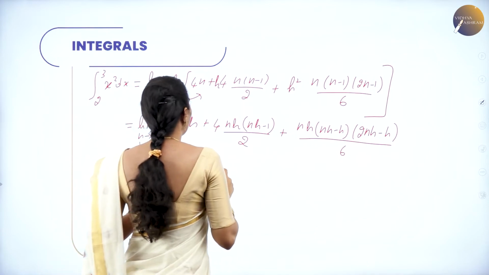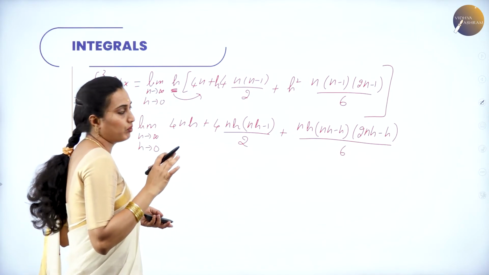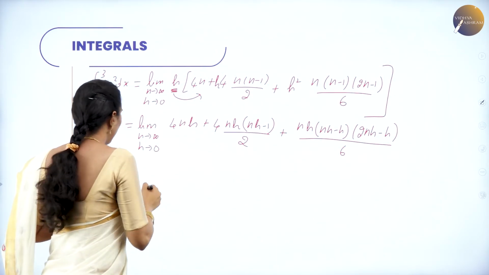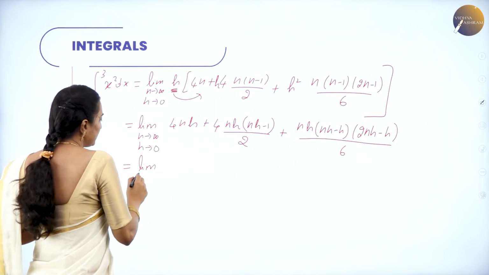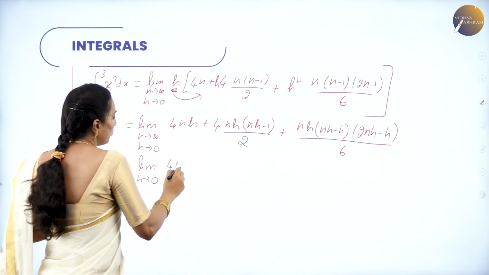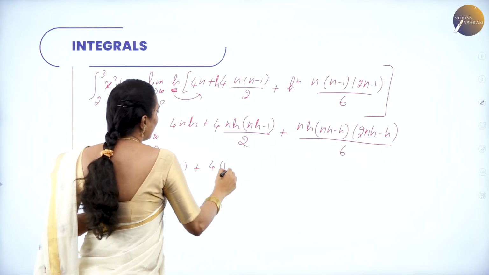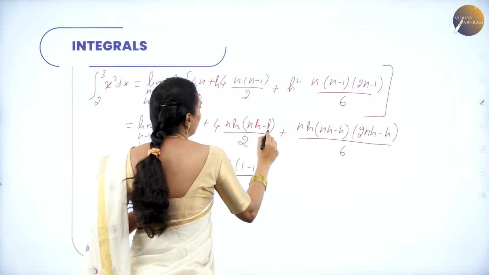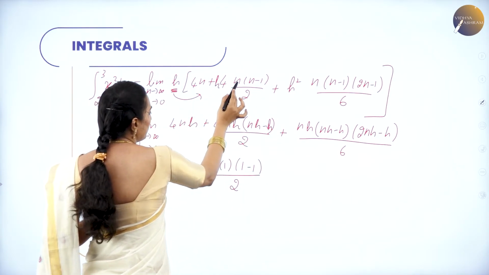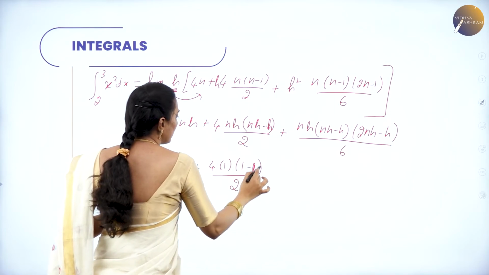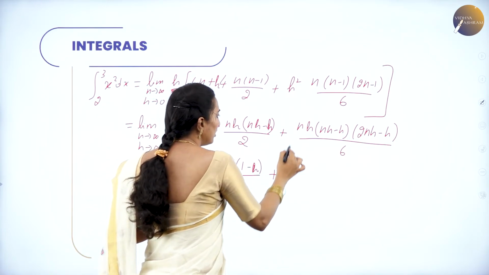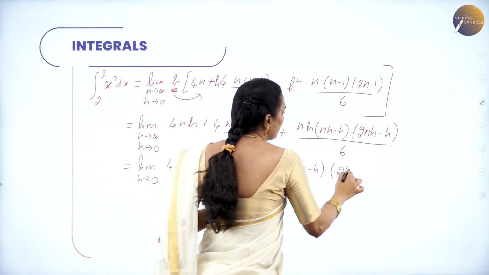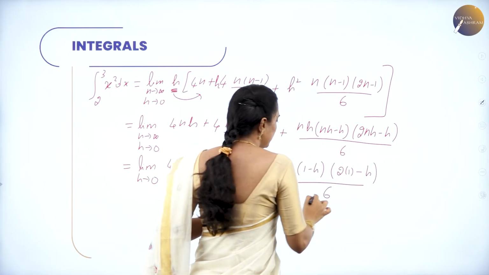Now next, here substituting what? What is nh equal to? You know nh is nothing but 1. So therefore, which implies limit as h tends to 0, 4 into 1 plus 4 into 1 into 1 minus h divided by 2. This h will be multiplied here, right? Because this h will be multiplied here. So 1 minus h divided by 2 plus here nh is nothing but 1 into 1 minus h into 2 into 1 minus h divided by 6.